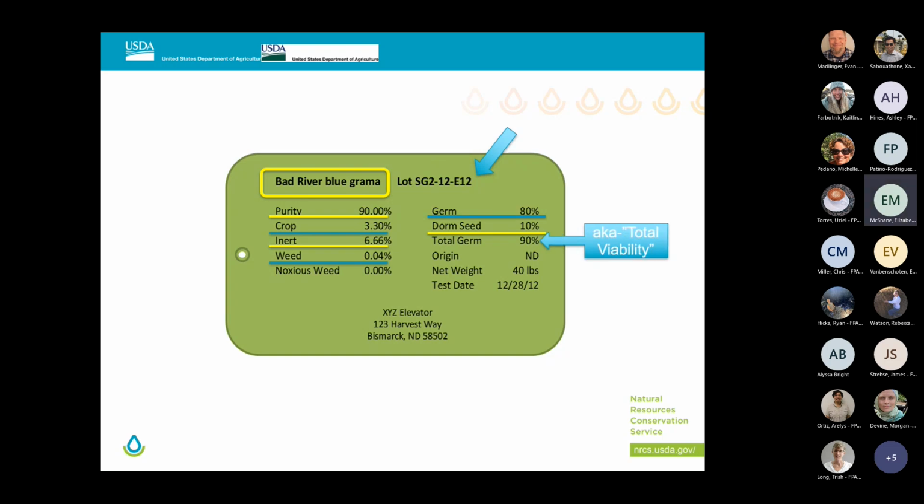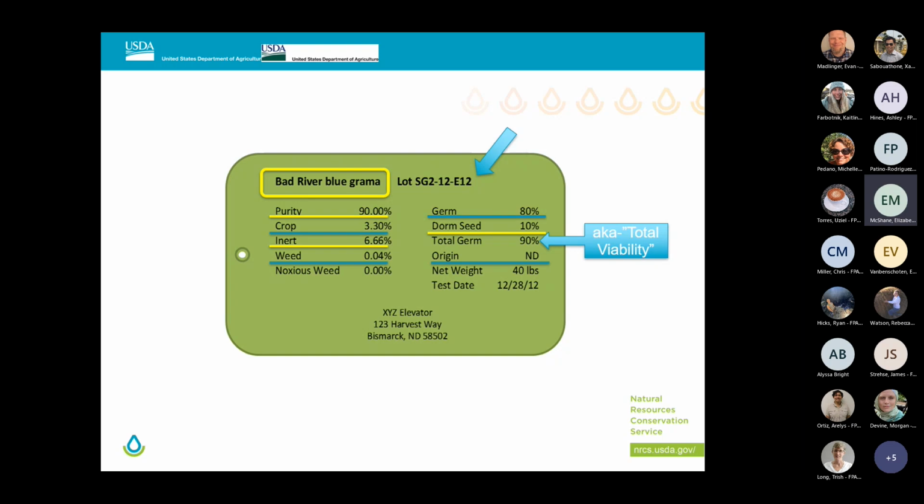Okay, so the next thing is the total germ. This is also known as the total viability. And the germination percentage plus the hard or dormant seed percentage. So you have your germination rate plus the dormant seed percentage. For example, 80% germination plus 10% dormant seed equals the total viability of 90%. So you have the 80 from the germ, the 10 from the dormant seed, and then you get your 90 for your total germination.